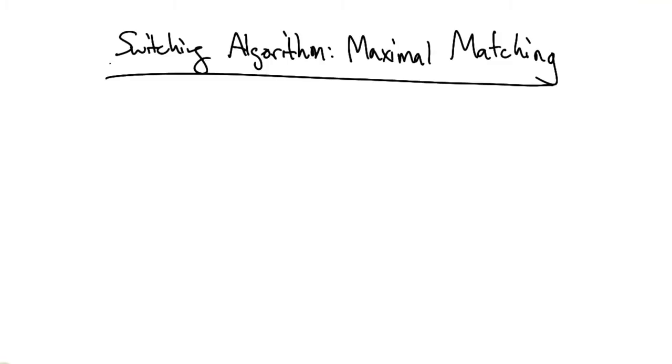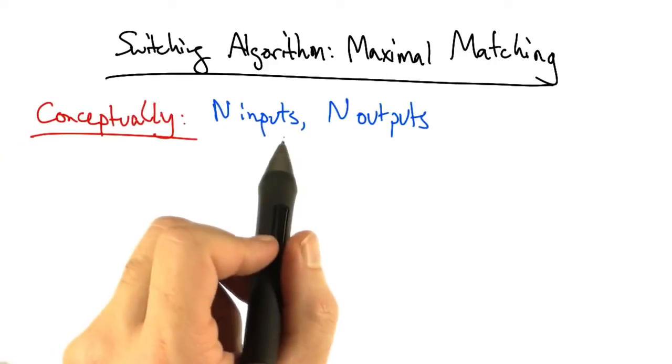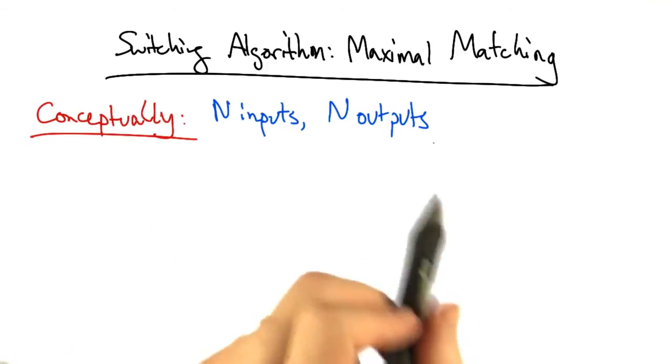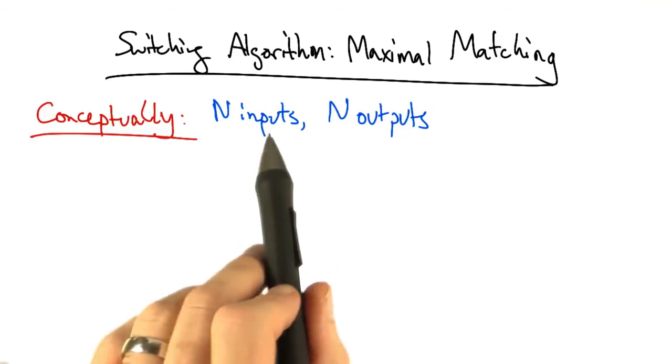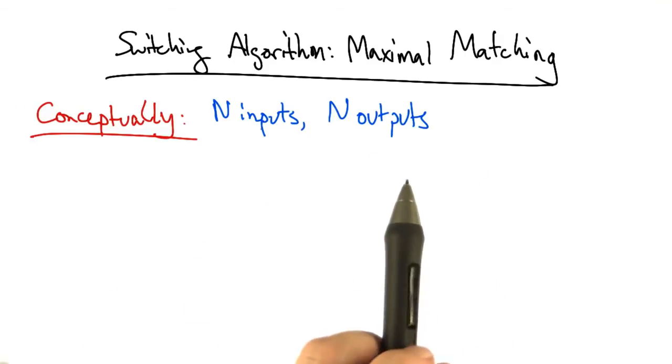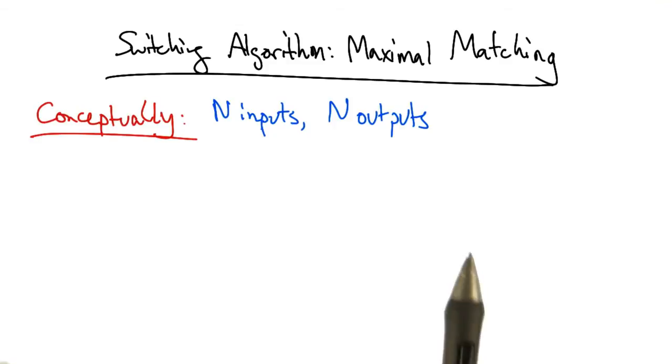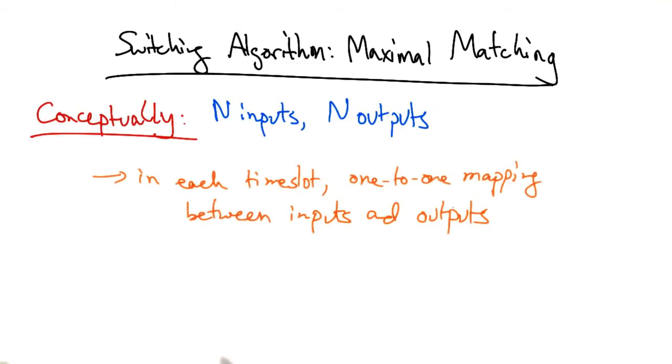We'd like the crossbar switching algorithm to achieve what's called a maximal matching. Conceptually, we have a router with n inputs and n outputs, but of course the inputs are also outputs. It's just easier to think about the inputs and outputs being separate when we talk about the switching problem. Now, in each time slot, we would like to achieve a one-to-one mapping between inputs and outputs, which is a matching. And our goal is that the matching should be maximal.